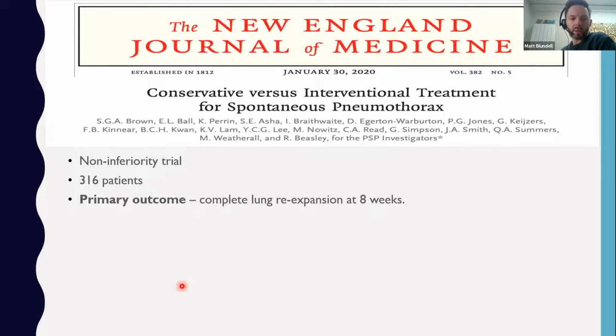trial. For those of you who aren't aware, in a non-inferiority trial, they're taking the proposed new method, be it a treatment or intervention, and they're just trying to show it's not any worse. It doesn't have to be better, it just has to be not inferior.